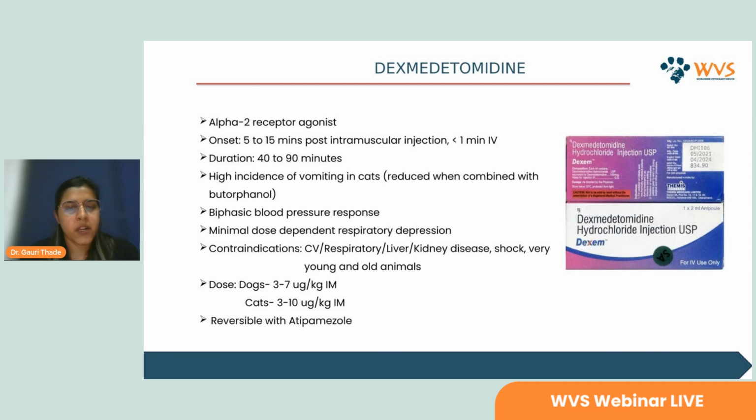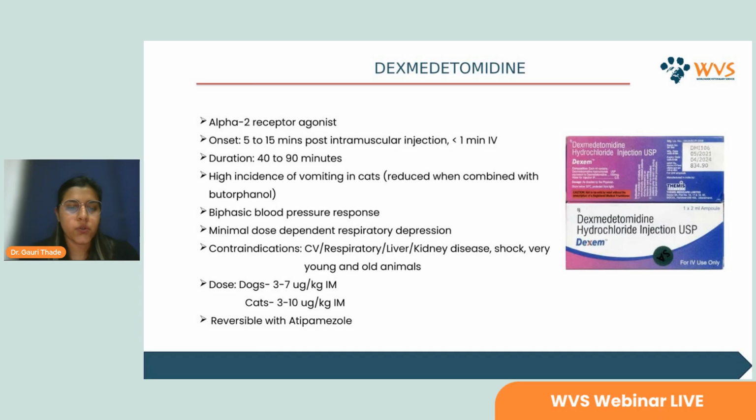There is a biphasic blood pressure response, same as in the case of xylazine, wherein for the first 40 minutes, your animal will be hypertensive, after which your animal will be hypotensive, and throughout the duration of sedation, your animal will be bradycardic. Although there is minimal dose dependent respiratory depression. So, your contraindications are cardiovascular, respiratory, liver, and kidney disease, shock, and then very young and very old animals. The doses mentioned here are intramuscular doses.